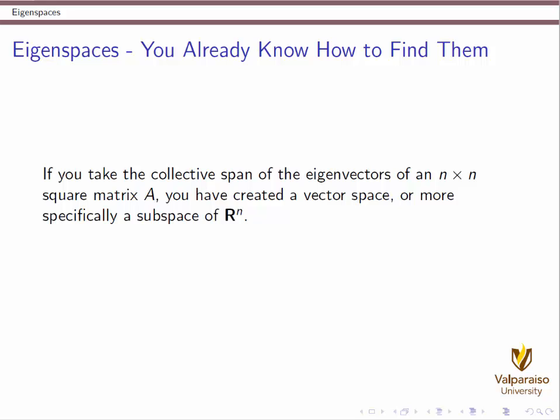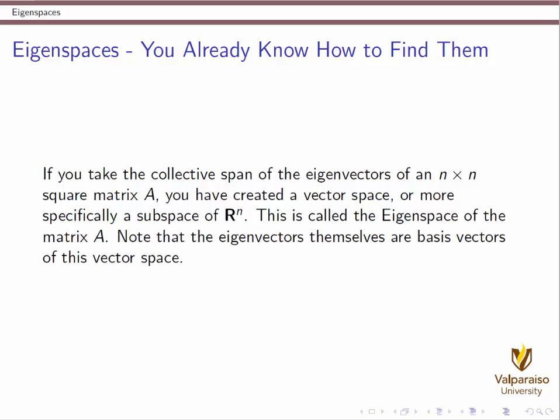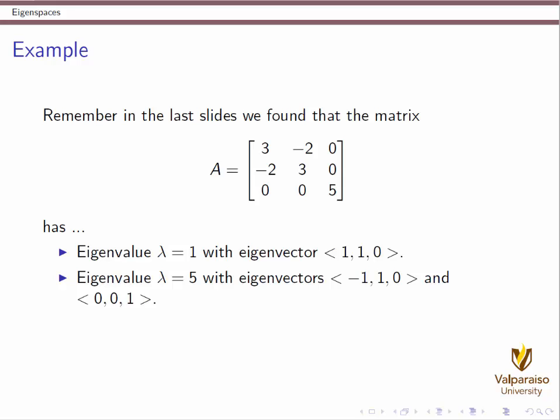So if you found the eigenvectors of a matrix and you create their span, which remember is the set of all possible linear combinations of them, you have created a subspace of Rn, where n matches the size of A. And that's the eigenspace of the matrix A. The eigenvectors, because you're forming this space out of their span, are basis vectors for the vector space.